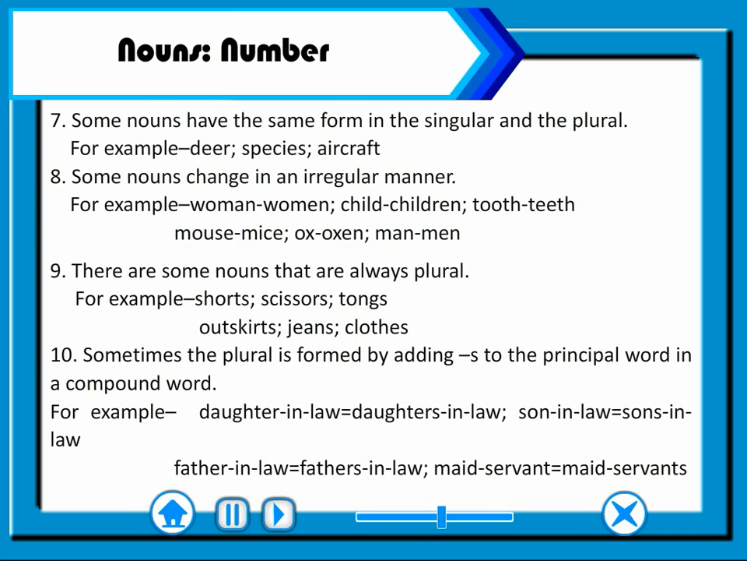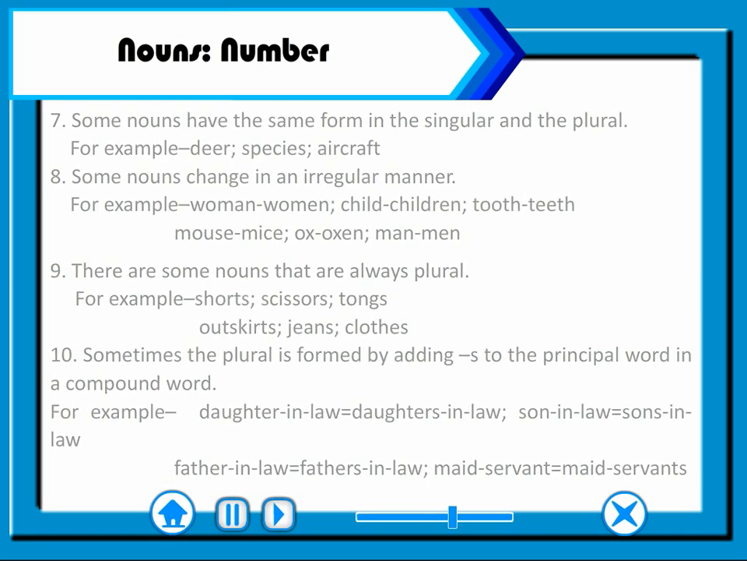There are some nouns that are always plural. For example, shorts, scissors, tongs, outskirts, jeans, clothes. Sometimes the plural is formed by adding s to the principal word in a compound word. For example, daughter-in-law, daughters-in-law, son-in-law, sons-in-law, father-in-law, fathers-in-law, maid-servant, maid-servants.